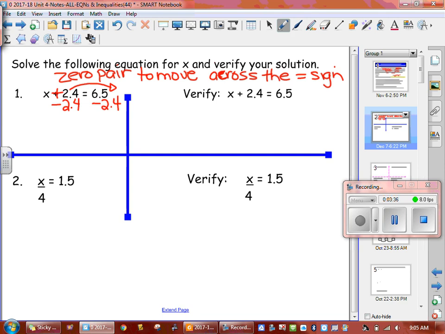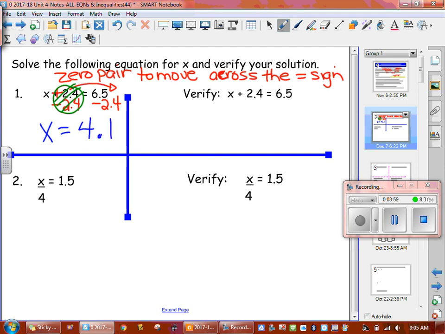What this has done is it's created our zero pair. So here's our zero pair. It completely disappears now. So this is gone. You can wipe it off. We are going to get a result of x equals, and now we subtract 4.1.